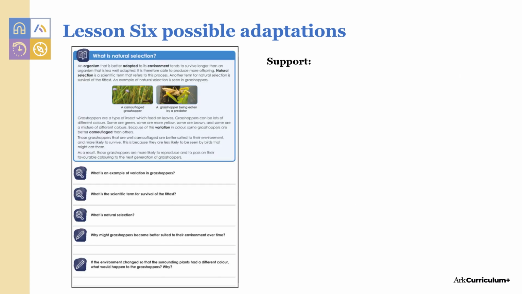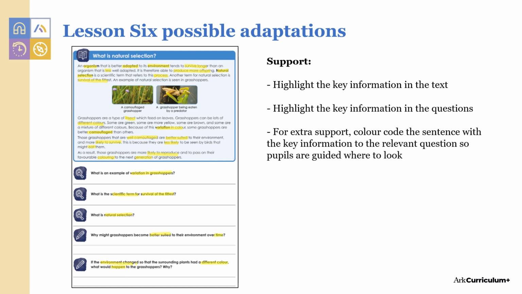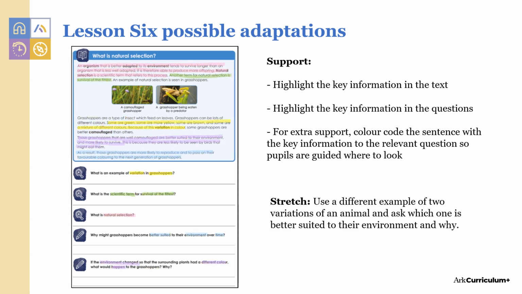In Lesson 6, pupils need to read text and then answer questions based on that text. Support pupils by highlighting the key information in the text and by highlighting the key information in the questions. For extra support, you could colour code the sentence with the key information to the relevant question so pupils are guided on where to look. Stretch pupils by using a different example of 2 variations of an animal and ask which one is better suited to their environment and why.